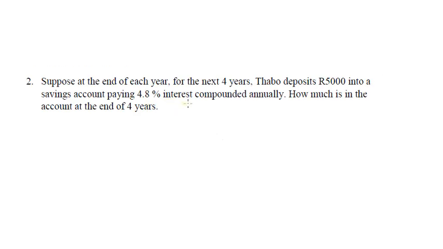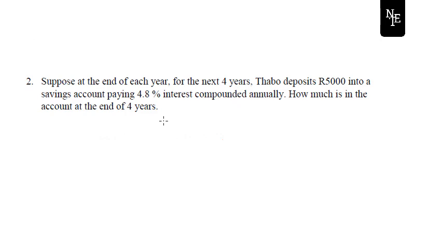Okay, so now moving on to the second example. We are asked to suppose that at the end of each year, for the next 4 years, Thabo deposits 5,000 Rand into a savings account paying 4.8% interest compounded annually. How much is in the account at the end of 4 years? What is the difference between this example and the one that we just did?